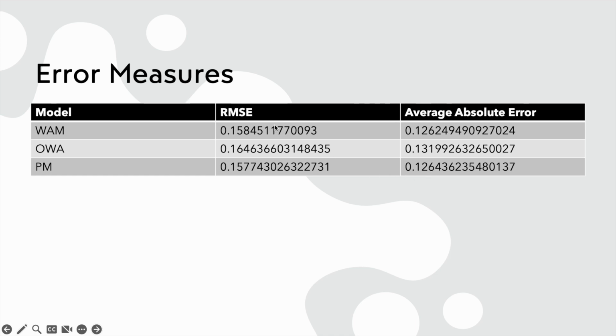From this we can see that the weighted average mean and power mean models have values closer to the real values, and even the absolute error is closer to the real value. If I have to arrange the models in order of better performance on the basis of error measure, I would say power mean is better than weighted average mean, and the OWA is the least good.